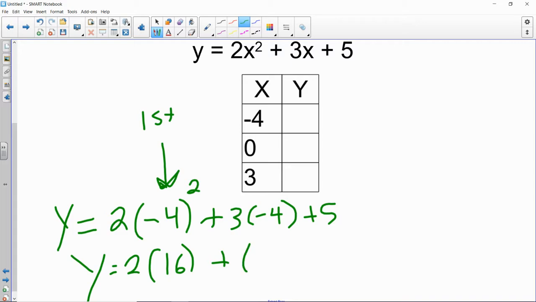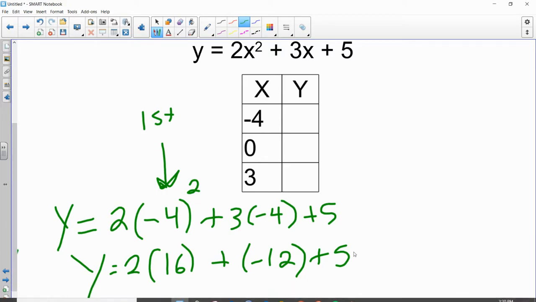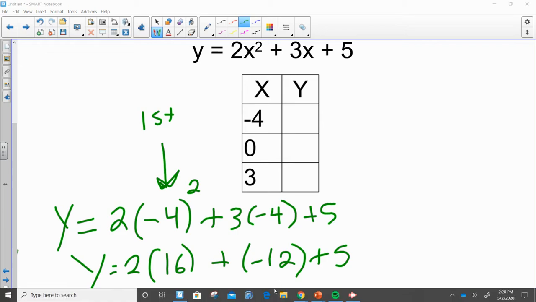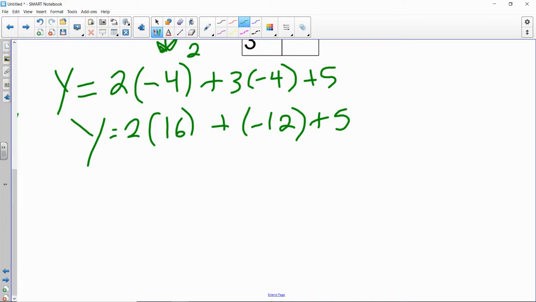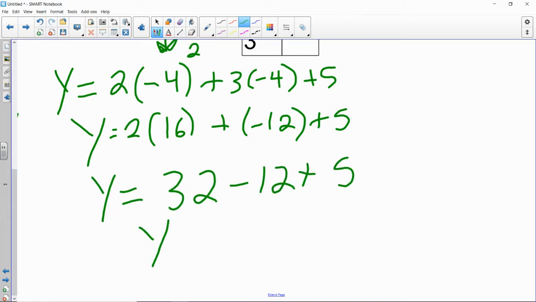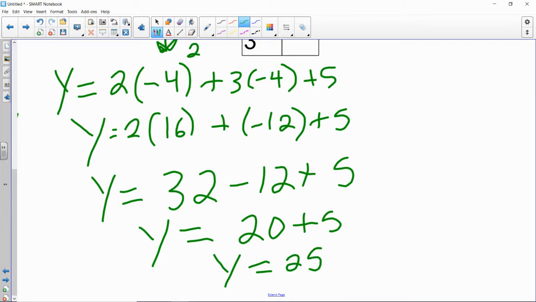3 times negative 4 is going to be negative 12. Two times 16 is 32. And 32 minus 12 is 20. And 20 plus 5 is 25. So when x is negative 4, y is going to be 25.